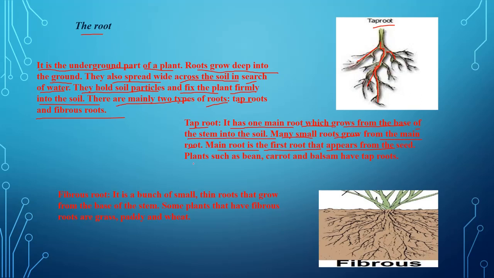Plants such as bean, carrot and balsam have taproot. These are examples, and many more plants have taproot. So what is fibrous root?